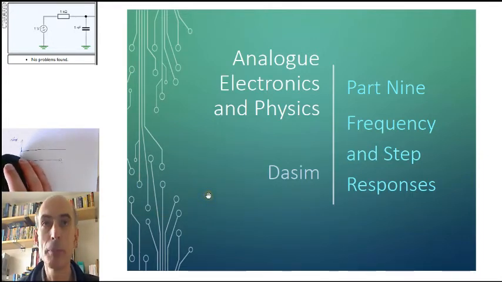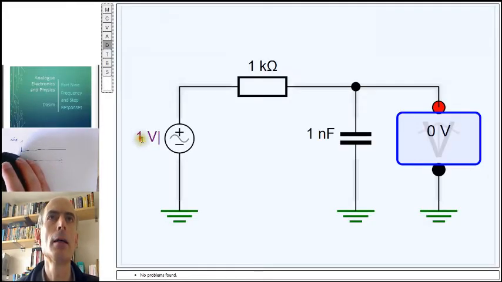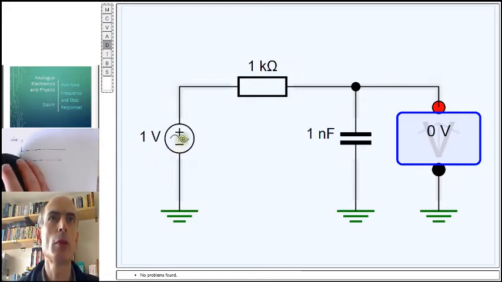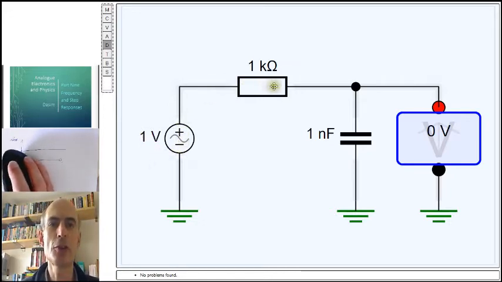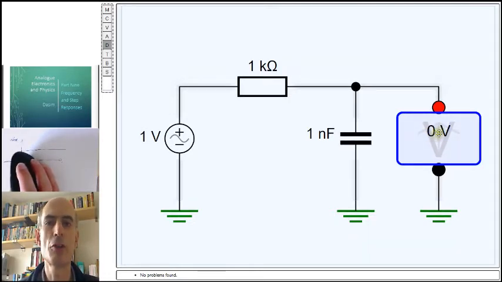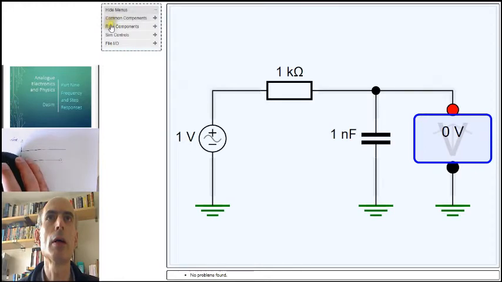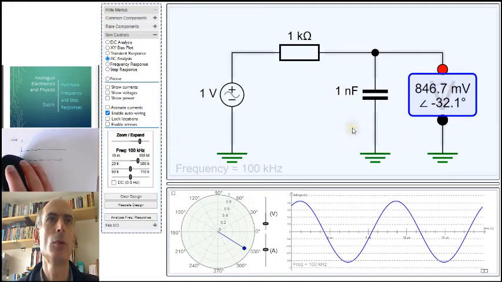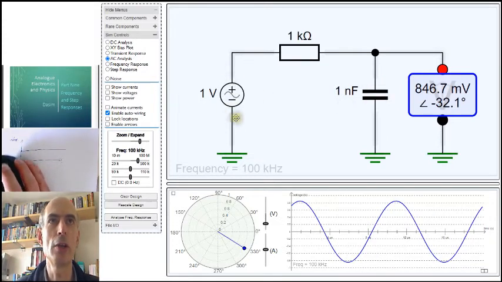Let's look at a simple example. This one here. We have a voltage source, 1 volt in this particular case, going through a resistor and a capacitor, and the output is being measured there. It's currently set up to do a DC simulation, which is why the output is measuring 0 volts. If I flick across here and go to AC analysis, we can see that the output across this capacitor is actually 846 millivolts with a 1 volt alternating source coming in there.